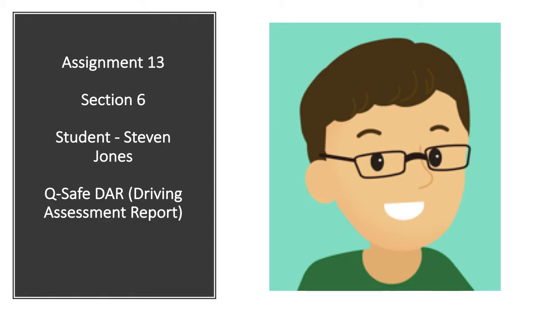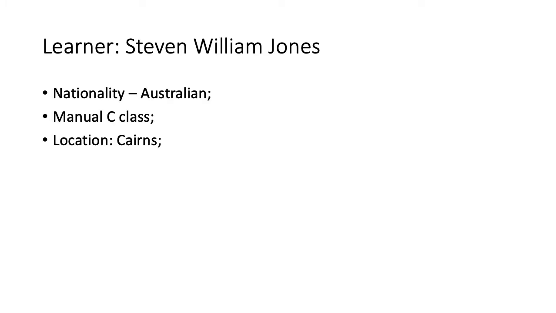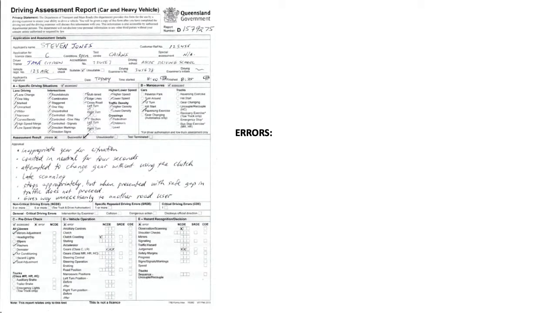In this tutorial we take a look at a student named Stephen Jones who has just completed the Q-Safe driving assessment for Class C. Stephen is an Australian by birth. He is a manual C-Class licence applicant, and the location of his test is Cairns. The time of day of his driving test is 8 AM, and that is his assessment number.